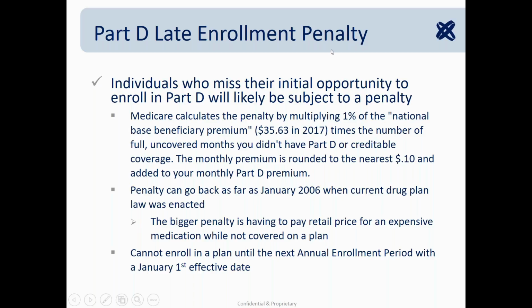So yes, there is a penalty, and the penalty could be an extra $5, $6, depending on how long you wait to enroll in a Part D. But really the biggest penalty, that we get people calling every year about, is: what can I do? I didn't sign up, and I'm taking this very expensive medication. That to me is the biggest penalty. You never know when you're going to get prescribed a very expensive medication. And if you don't enroll, you can't enroll in a plan until the next open enrollment period with a January 1st effective date.